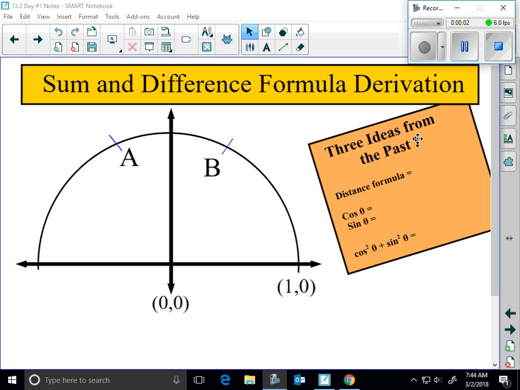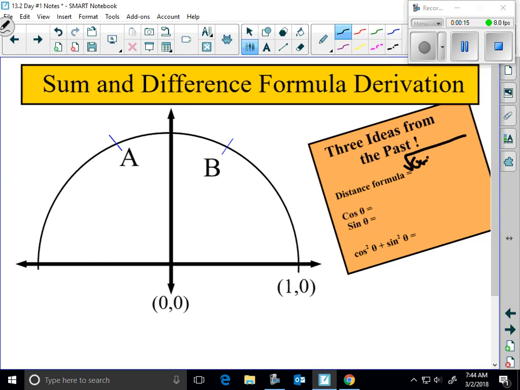Okay, folks, I'd like to do what we call the cosine of A minus B proof real quick. And to do so, we need a little bit of background information here. Recall the distance formula is the square root of (x minus x) quantity squared plus (y minus y) quantity squared. Cosine is always going to be our x value, sine is going to be our y value, and cosine squared plus sine squared always equals 1.